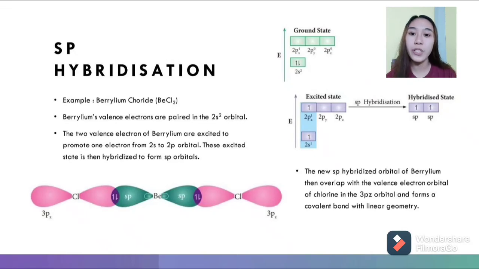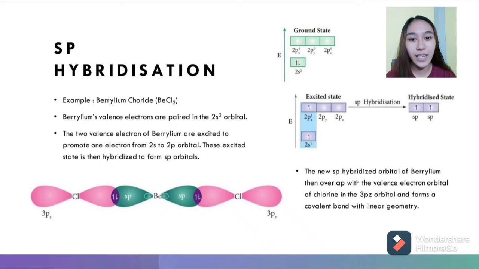The first kind of hybridization that we will tackle is the sp hybridization, and we will take beryllium chloride as our example. See here that beryllium is our central atom, and we will focus on the valence electrons of beryllium in this molecule. In the ground state of beryllium, it has a paired valence electron in its 2s2 orbital. But in order to form a covalent bond with chlorine, it needs two unpaired electrons. So what will happen here is that the electron of beryllium in the 2s orbital will be excited or promoted into the 2p orbital, and we will produce our excited state.